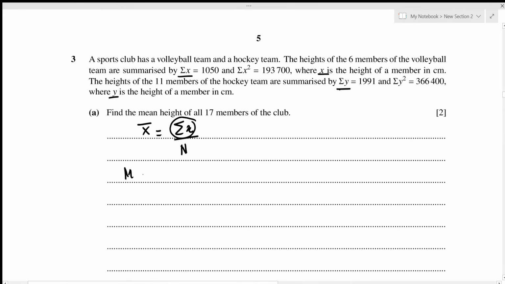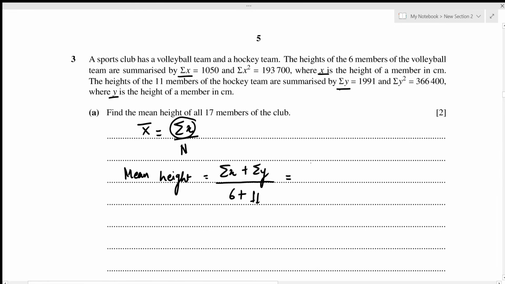Now the mean height is going to be summation x plus summation y divided by n. Now n is also given in 2 different parts. The first one is the players in the volleyball team, that's 6, plus the players in the hockey team, that's going to be 11.